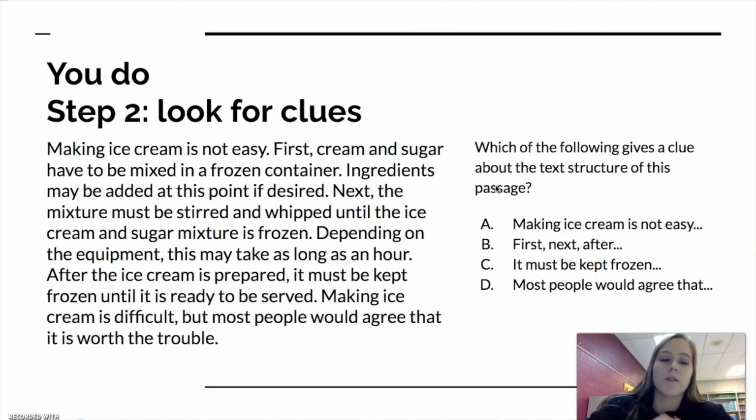Step number 2, we are looking for clues. I want you guys to tell me which of the following gives a clue about the text structure of this passage. Is it A, making ice cream is not easy, B, first, next, after, C, it must be kept frozen, or D, most people would agree that? Go ahead and answer this question.